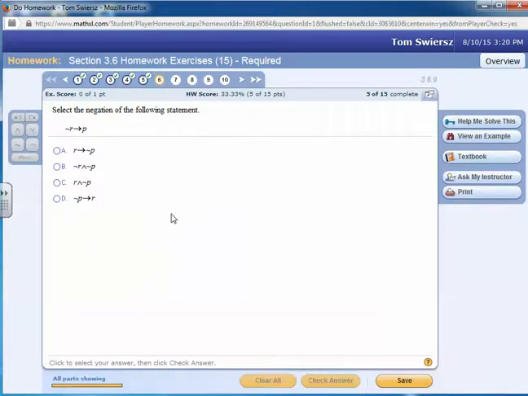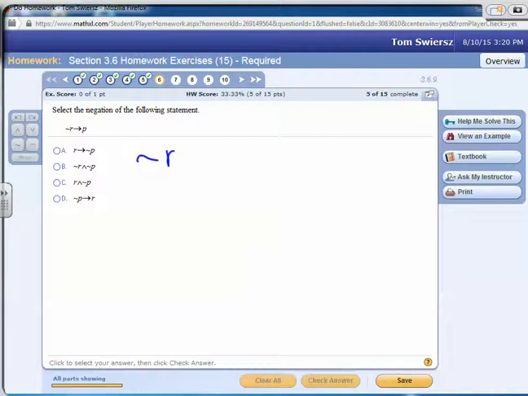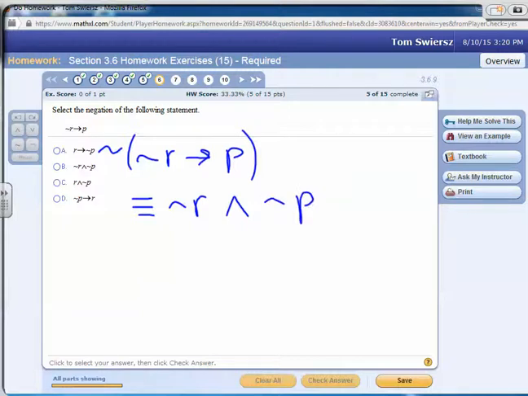Okay, select the negation of the following statement, just doing it in symbols. Negation of, if not R then P, okay? So again, we're negating an if-then, logically equivalent. We leave the antecedent the same, which is not R. We change the if-then to an and, and we negate the consequent. So P negated is not P. So it would be not R and not P, which obviously is choice B, okay?